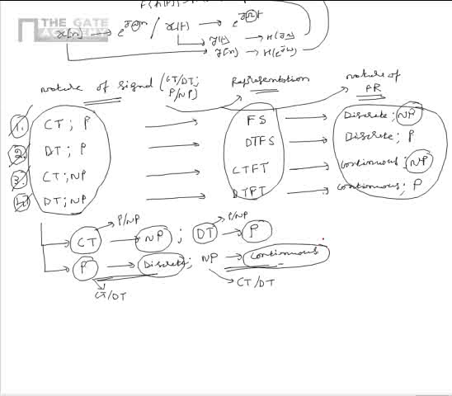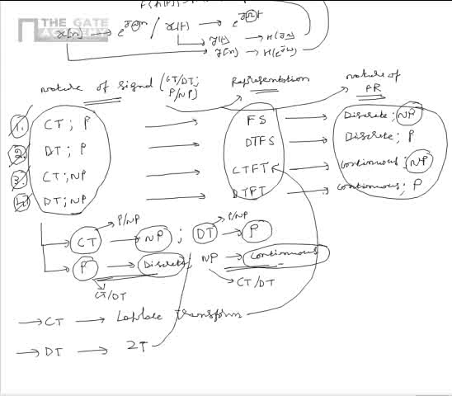So we see that depending on the nature of the signal, the frequency domain representation varies, and also the nature of the same varies. Also, please note that if the signal is continuous time, its frequency domain representation can be given in a generic form using the Laplace transform. That is, the continuous time Fourier transform is a special case of the Laplace transform. If the signal is discrete time, its frequency domain representation can be given by the Z transform. That is, DTFT is a special case of the Z transform.